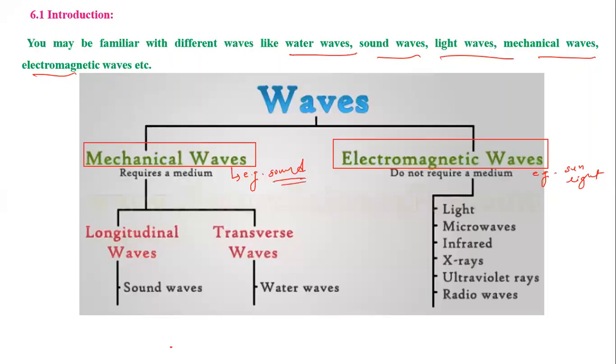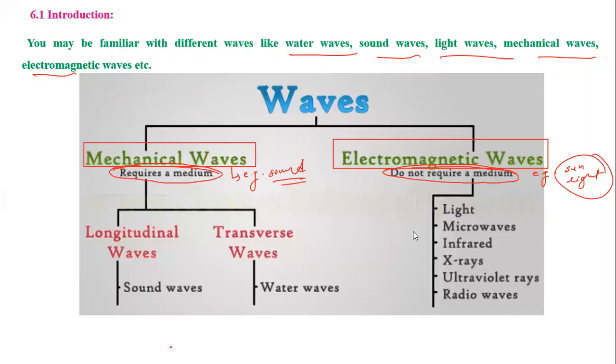So mechanical wave means sound. You know that sound requires a medium for its propagation. We cannot talk in vacuum. So the waves which require a medium come under mechanical wave. Electromagnetic waves do not require a medium. You know that sunlight travels from the sun to the earth, so it comes through vacuum. So remember, sunlight does not require a medium. So sunlight is an electromagnetic wave.